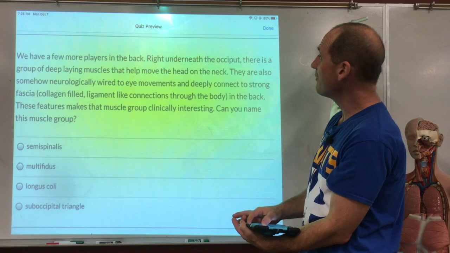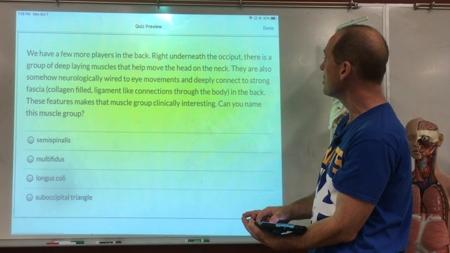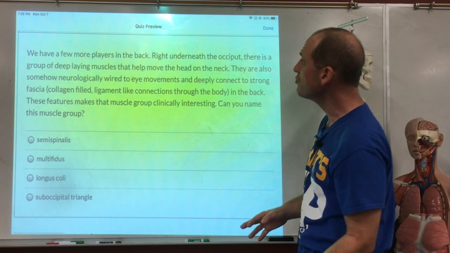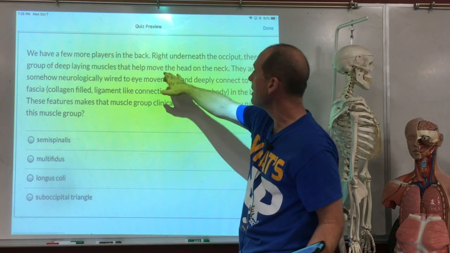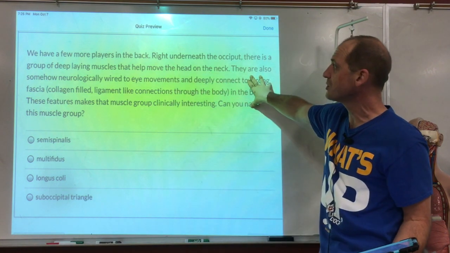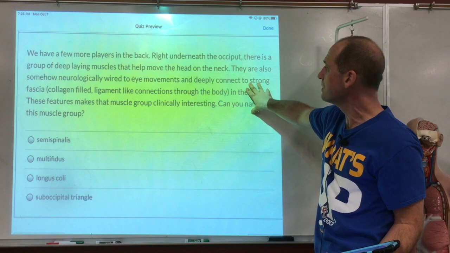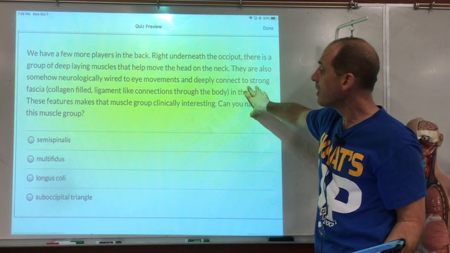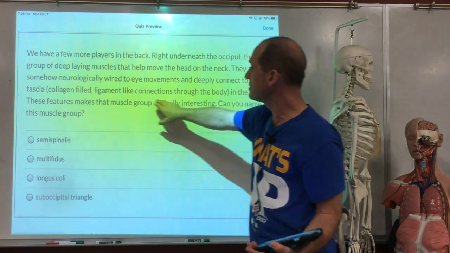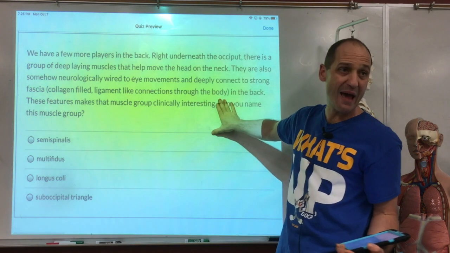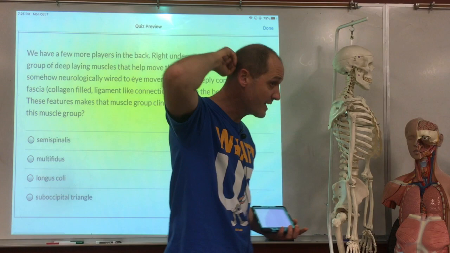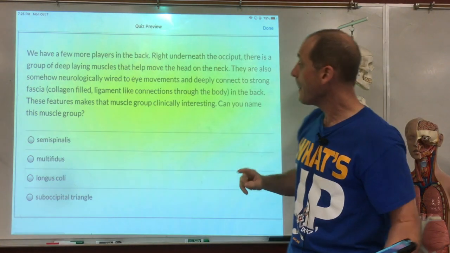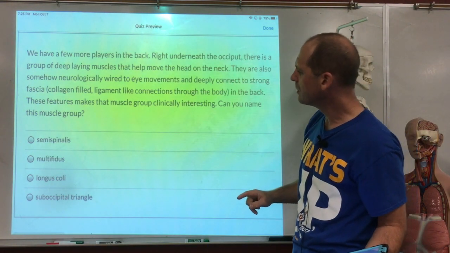We have a few more places in the back. Right underneath the occiput, there is a group of deep laying muscles that help move the head and the neck. There are also some neurologically wired with the eye movements and deeply connected strong fascia. That's that collagen-filled ligament-like connections through the whole body. That back line that I was talking about that goes around here. These deep, deep muscles. What is that muscle group called?